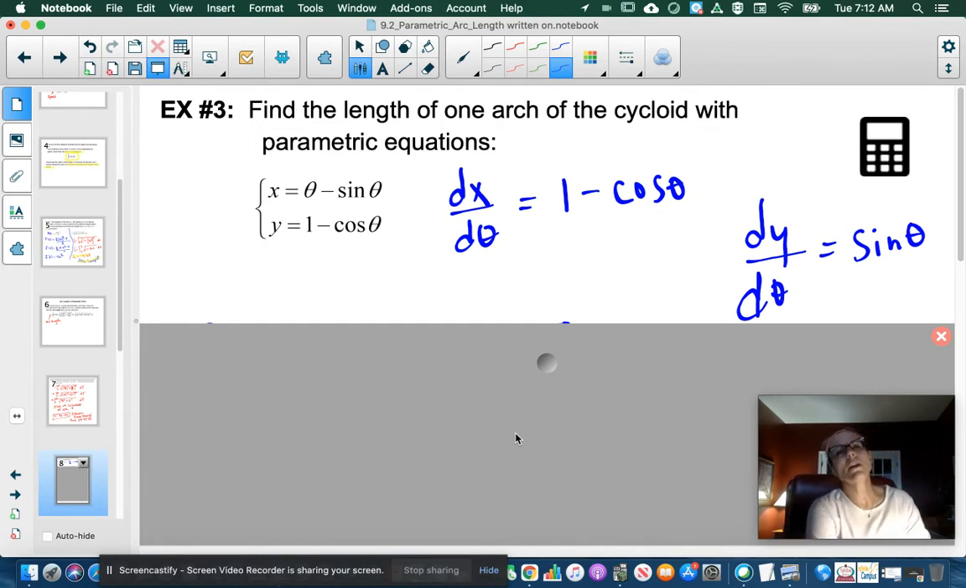Next example. Find the length of one arch of the cycloid with these parametric equations. So instead of using t, we are now using theta. It's still parametric because, again, that third variable is introduced. We have x, we have y, but we also have our theta. Because it's saying find the length, I know I'm going to find arc length, so I need to find a derivative, dx/d theta, which I did. The derivative of theta is 1. The derivative of sine is cosine. And I found dy/d theta.